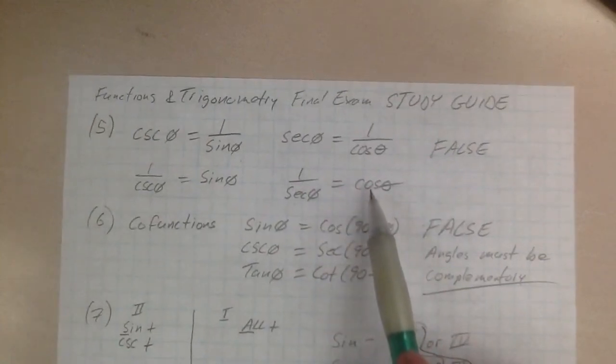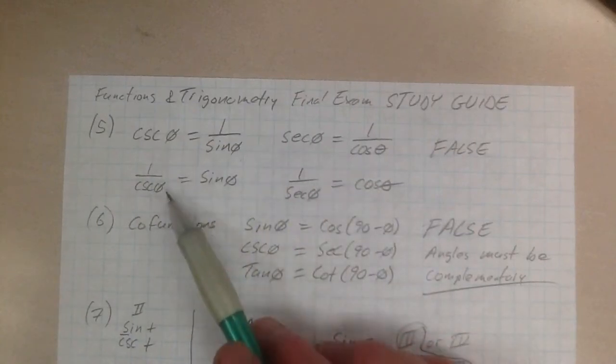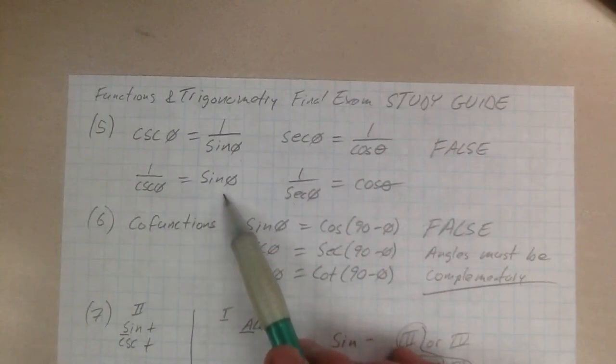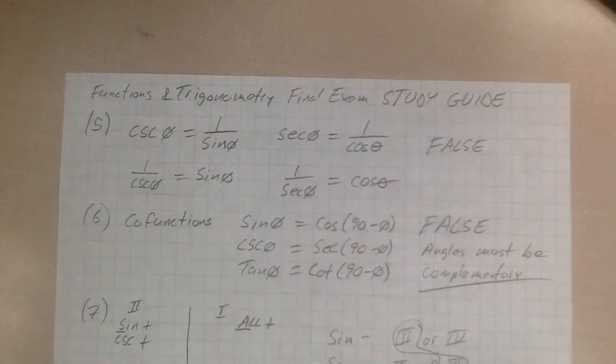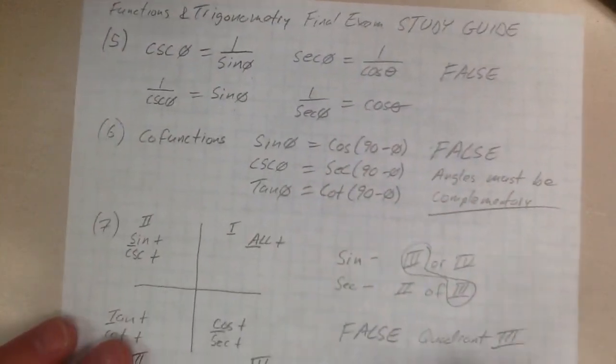And problem 5 asks, what is the reciprocal of cosecant? Well, the reciprocal of cosecant is sine, not secant. So this is, again, false. All right, this one is a little bit tricky.